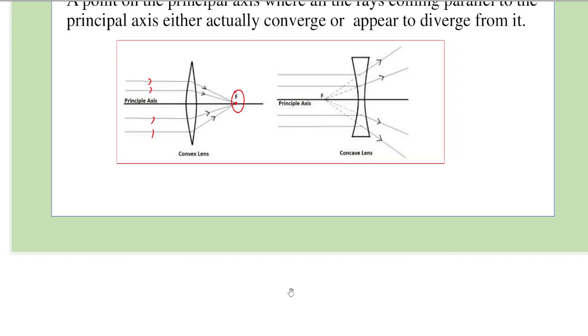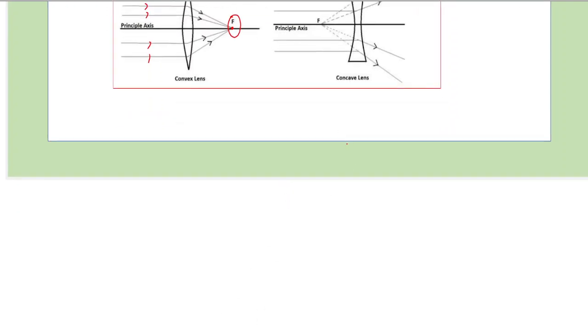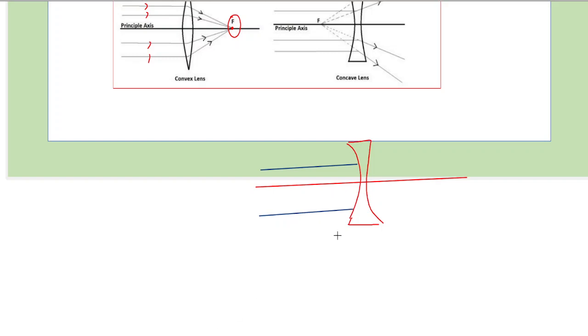While in the case of a concave lens, the light rays are parallel to themselves like this, and one more here. These light rays would be diverged like this, so these light rays cannot form an image on this side. If you draw them backwards, it appears as if they come from a point here. They appear diverged from this point. So this point is called the principal focus.